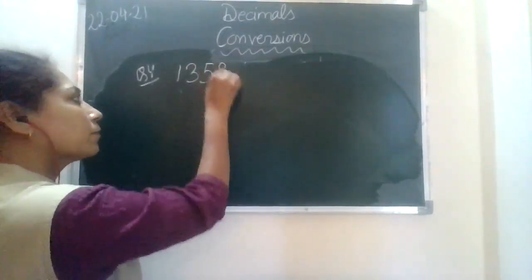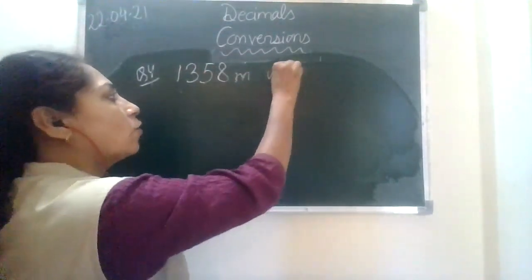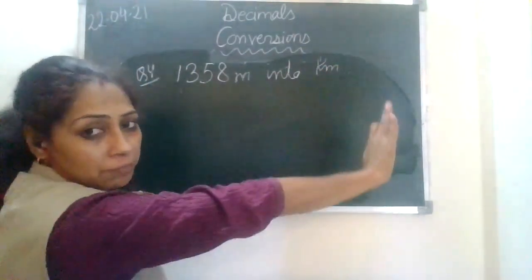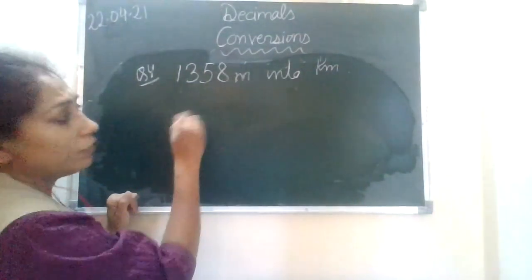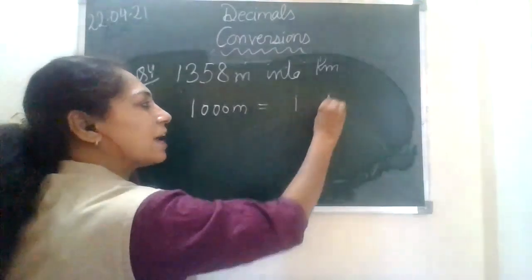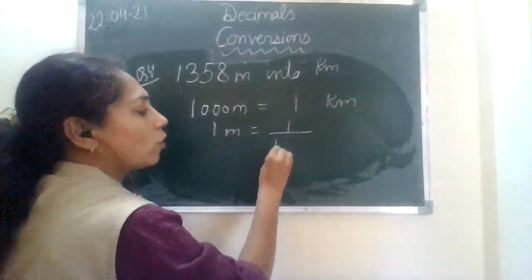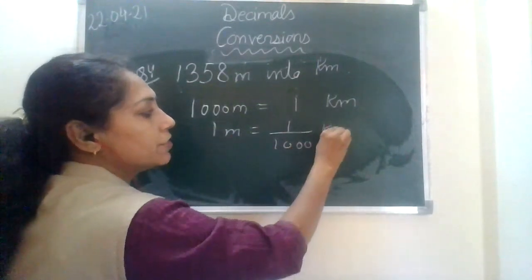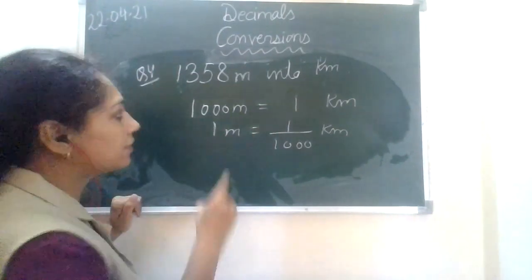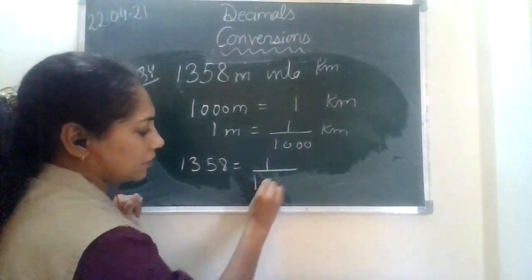Now, next question, question number 4: 1358 meter into kilometer. Now we have to change it into kilometer. Since kilometer is on the right hand side, we'll start with the meter on the left hand side. 1000 meter equals 1 kilometer. That's perfect. The way I told you, 1 meter equals 1/1000 kilometer. That is also perfect. It became smaller, going from 1000 to 1, so we wrote it as a fraction. But 1358 is now a larger number, so we are going to multiply it.